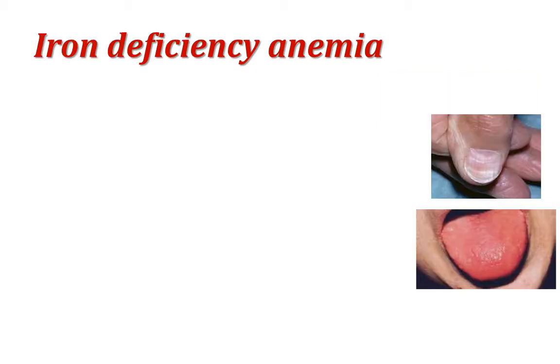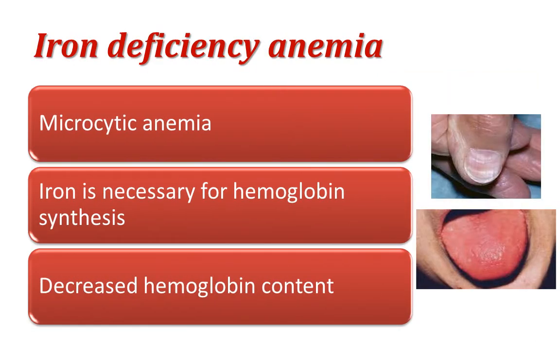The other type is iron deficiency anemia, which is also called microcytic anemia. As we discussed earlier, iron is necessary for the synthesis of hemoglobin. When there is a deficiency of iron, hemoglobin can't form, and that results in a decrease in the total hemoglobin content.